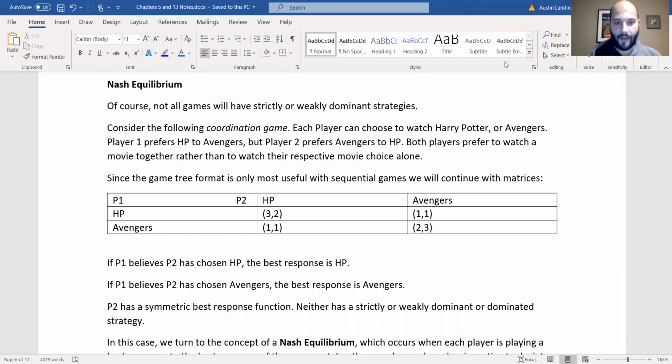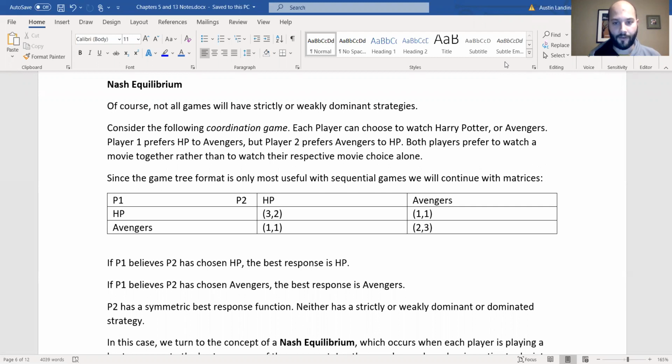Since not all games have strictly or weakly dominant strategies, we want to also consider some other equilibrium or solving methods for these simple, simultaneous, non-cooperative games. So consider another simple 2x2 game where you have two players and each has two strategy choices.